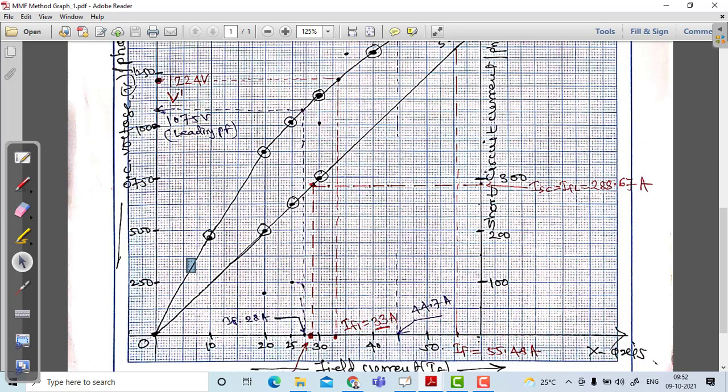See how much field current is required to generate the voltage equal to 1224. It is shown here, 1224, and it is observed here: 5, 10, 20, 25, 30, and this is 33. Here it is 35, so here it is 33.